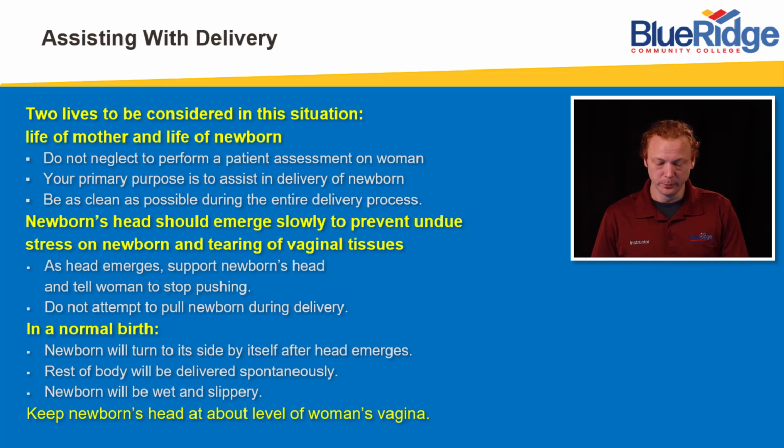In a normal birth, the newborn will turn to its side by itself after the head emerges, and the rest of the body will deliver spontaneously. The newborn will be wet and slippery. If you drop the baby, pick them up, it's okay. Dry them off. Keep the newborn's head at about the level of the woman's vagina.